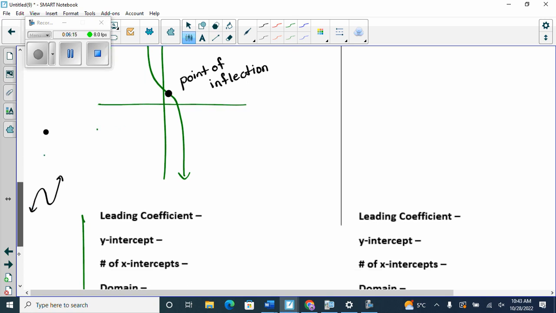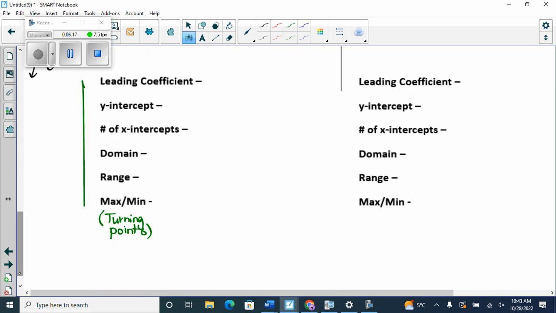0. So down here I would say max and min, there'd be none. It's called a point of inflection. And that results in 0 turning points. Turning points is a fancy way of saying max or mins. So if you have a point of inflection, you have 0 turning points.